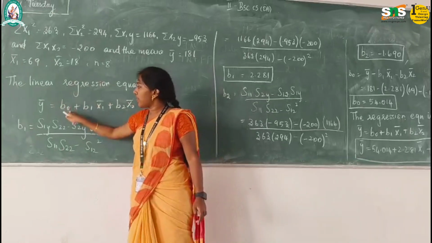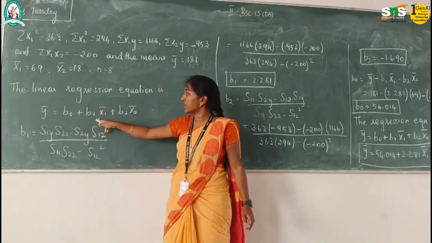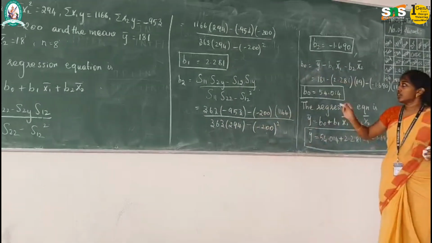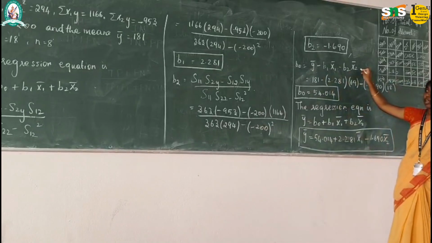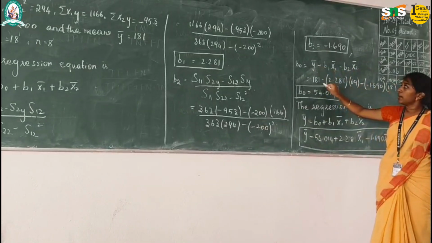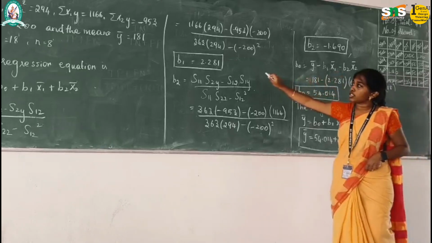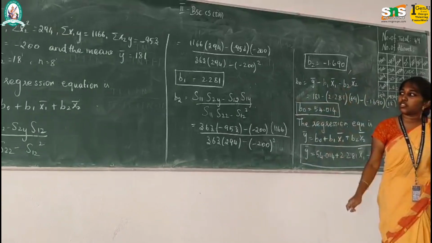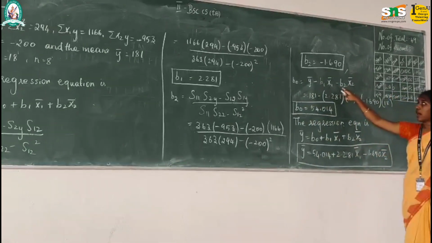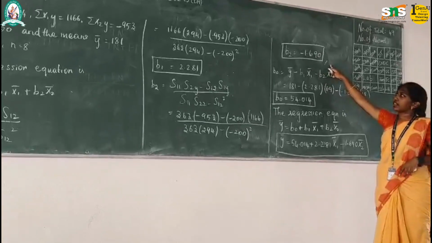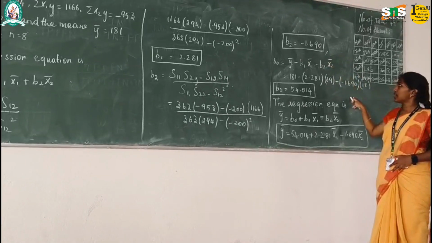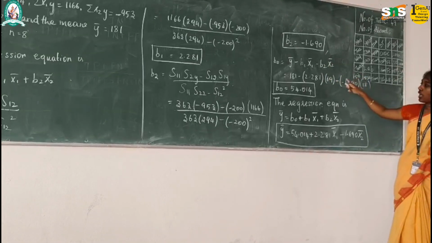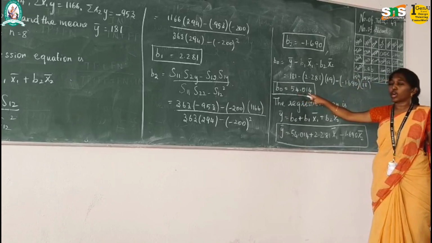to the other side, which means the value of B0 becomes y bar minus B1 x1 bar minus B2 x2 bar. So this is the formula to calculate the B0 value. Next we substitute the values given. The value for y bar is 181 minus B1, which we just calculated as 2.281, into x1 bar, which is also given in the question, 69. Minus B2, which is minus 1.690, then x2 bar, also given in the question, which is 80. By simplifying all this, I obtain the B0 value as 54.014.